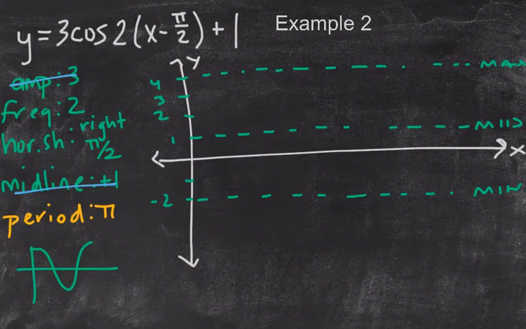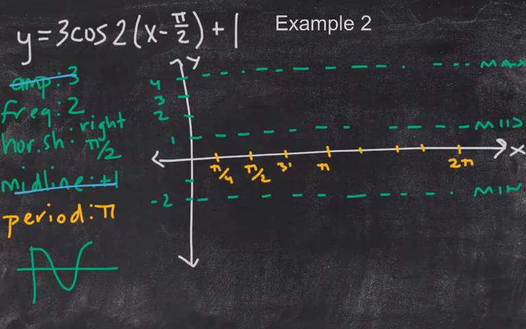My period is pi. So I'm going to put 2 cycles on my graph. The first one's going to end at pi, the second one's going to end at 2 pi. I'll split each of those periods into 4 equal sections. So half of pi is pi over 2, half of that is pi over 4. So this is 3/4 of pi, 4/4 of pi, 5/4 of pi, 6/4 of pi, which is the same as 3/2, and then 7/4 of pi.